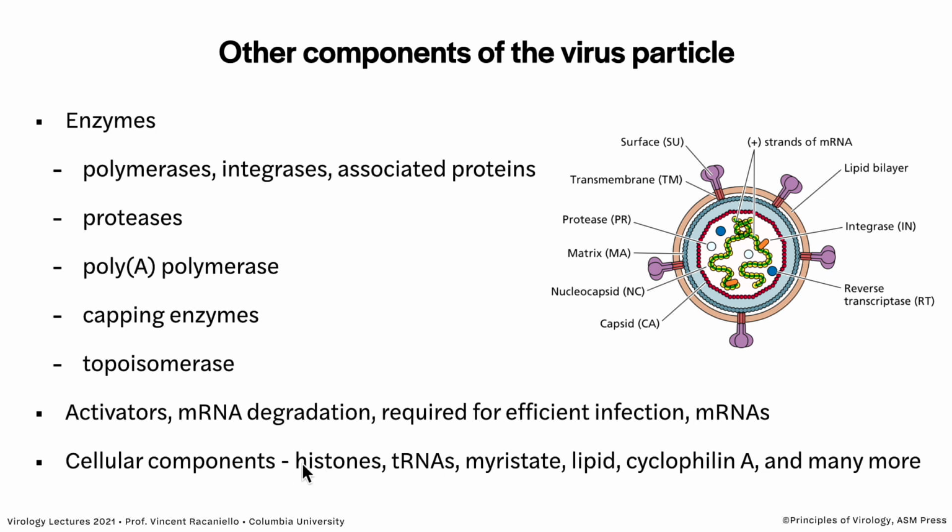And then in addition, there are other cellular components. So far, mostly viral components, but cellular components can be incorporated into particles, like the histones of SV40, tRNAs, lipids, cyclophilin A, many, many more. And we've mostly focused on the structural components that actually are responsible for the architecture of the particle, whether it's helical or icosahedral, enveloped, complex. But there are many other proteins as well. We can consider them structural proteins because they're part of the virus particle. And they have a whole range of activities, which we'll certainly be talking about in future lectures.